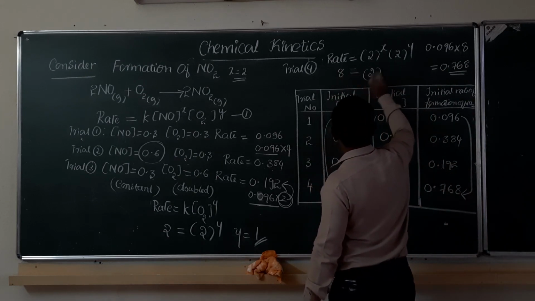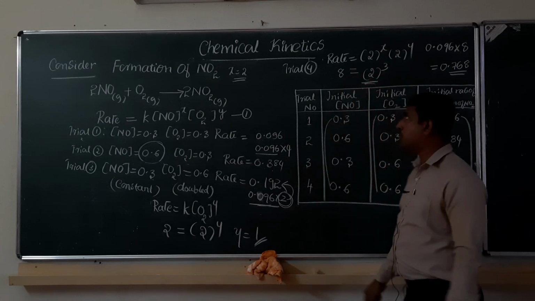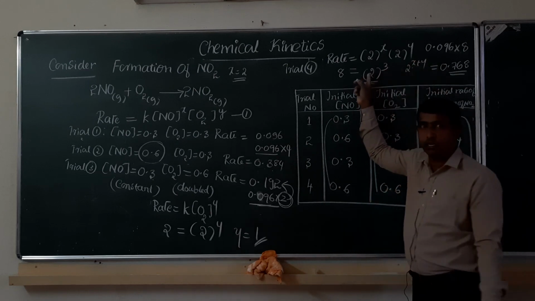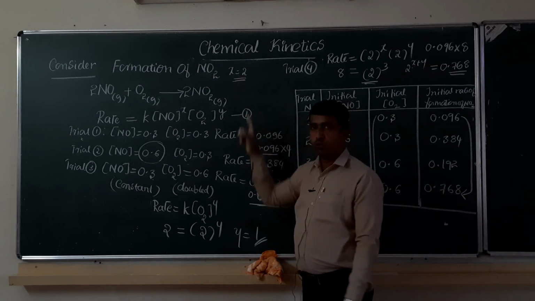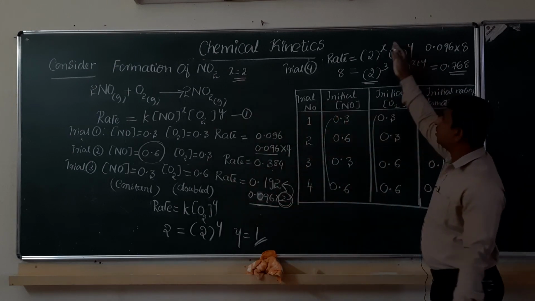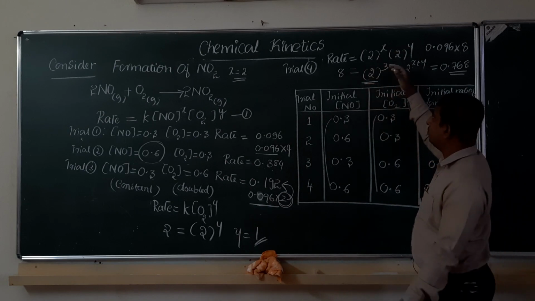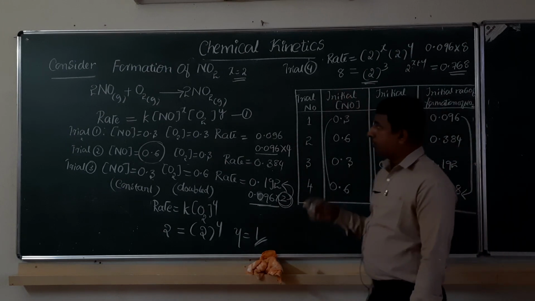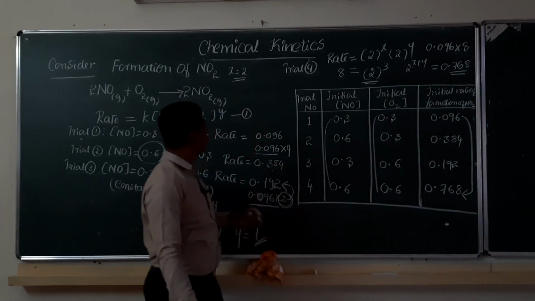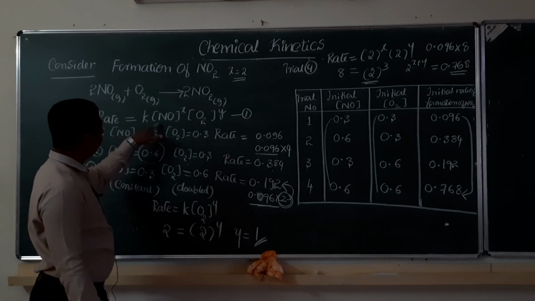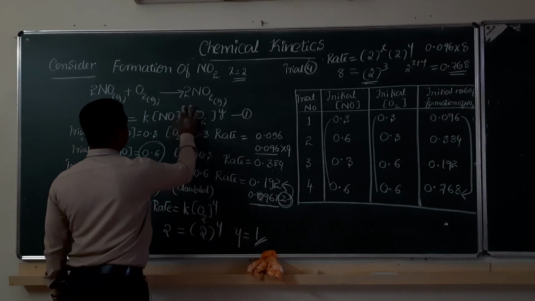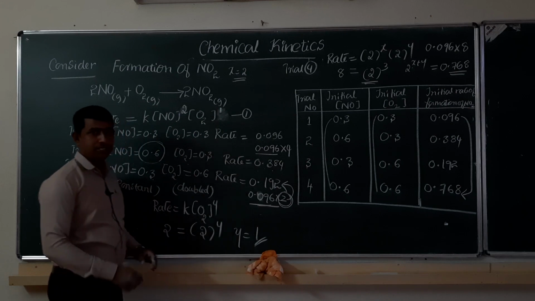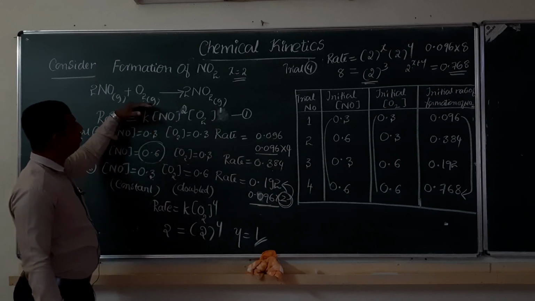So it must be 2 to the power 3. This can be written as 2 to the power x plus y. x plus y must be equal to 3. That is correct. See, x equal to 2, y equal to 1. So when the concentration of both reactants is doubled, the rate of the reaction increases by 8 times. So the rate law for this reaction is found to be: rate equal to k into concentration of NO to the power 2, concentration of O2 to the power 1.